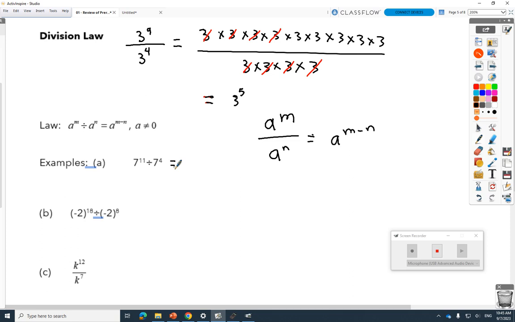This would go on the study sheet. That right there. So the day before, you're getting those things entrenched so they don't blank out when you show up at the test. 7 to the 11 divided by 7 to the 4 is 7 to the 11 minus 4. 11 minus 4. I said out loud 4 and wrote 7.